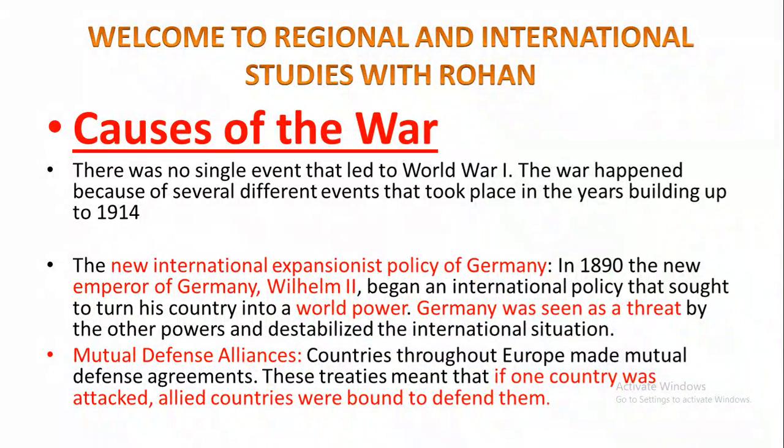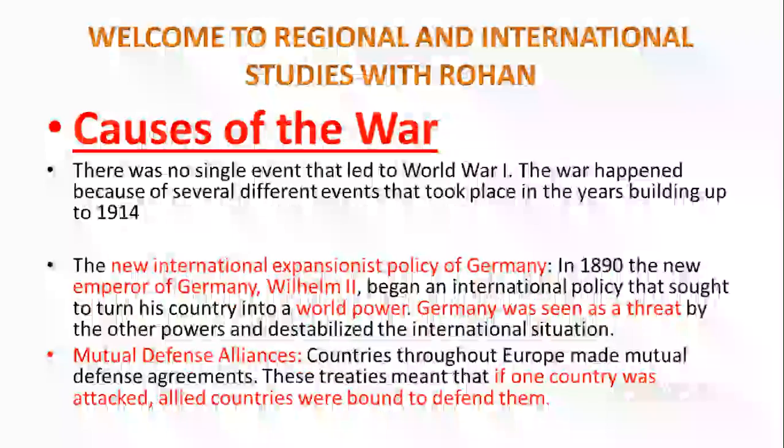In 1889, the new emperor of Germany, Wilhelm II, began an international policy that sought to turn his country into a world power. So Wilhelm II wanted to be ruler of the world. Germany was seen as a threat by the other powers. This destabilized the international situation, and the threat created by Germany was a concern for Britain and other European countries. So mutual defense alliances was also a responsible factor.